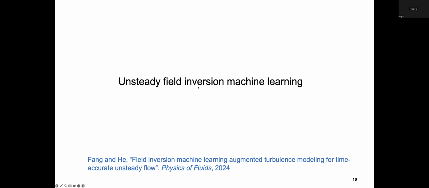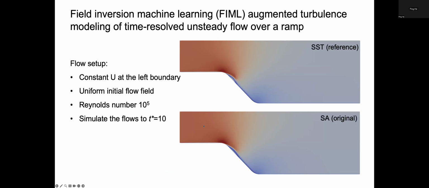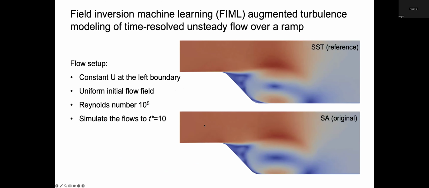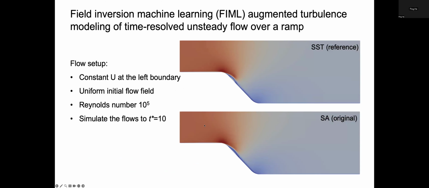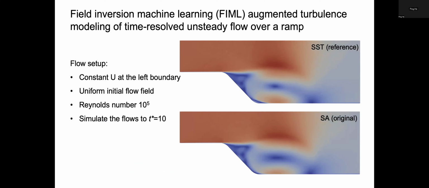The second unsteady optimization capability I will spend a bit more time on is the so-called unsteady field inversion machine learning. This is a paper we just published by my students and me in Physics of Fluids. And I will very briefly talk about this new feature in this paper. If you know what field inversion machine learning is, then you know what I'm talking about.